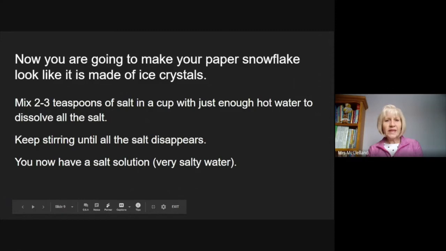The water doesn't need to be boiling water. It can just be hot water from the tap. And the salt will disappear. You now end up with what we call a salt solution. It's very, very salty water.